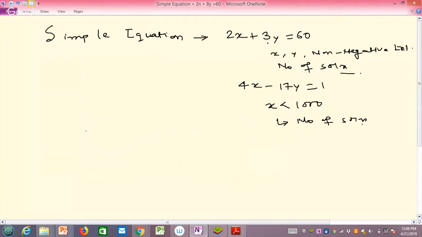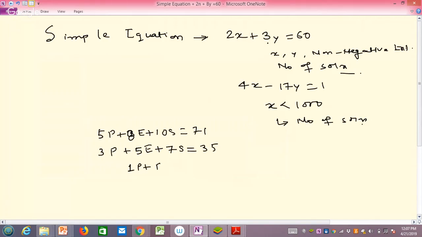Another type of question that comes under simple equation is, suppose you have been given the sum of the cost of 5 pencils, 3 erasers, and 10 sharpeners equal to something, and then you have been given 3 pencils, 5 erasers, and, suppose, 7 sharpeners price, and you have to find out the price of 1 pencil, 1 eraser, and 1 sharpener. This is one of the other types of question which comes under this chapter.